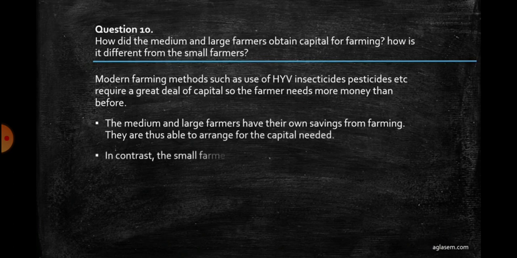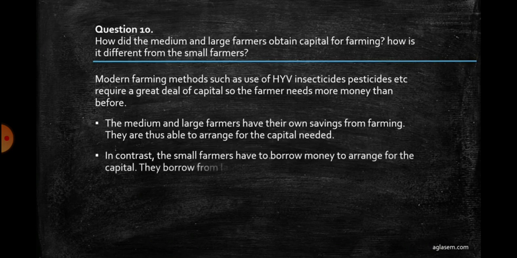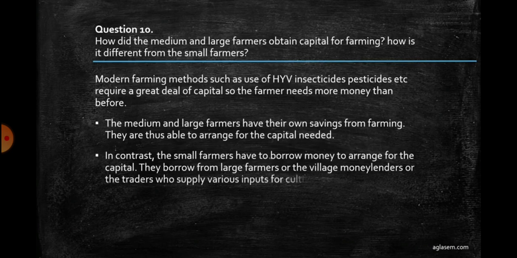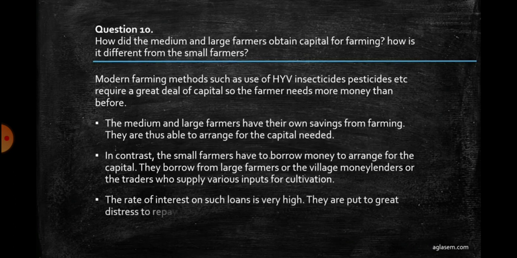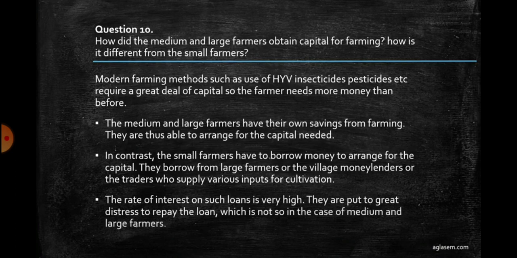In contrast, the small farmers have to borrow money to arrange for the capital. They borrow from large farmers or the village moneylenders or the traders who supply various inputs for cultivation. The rate of interest on such loans is very high. They are put to great distress to repay the loan, which is not so in the case of medium and large farmers.